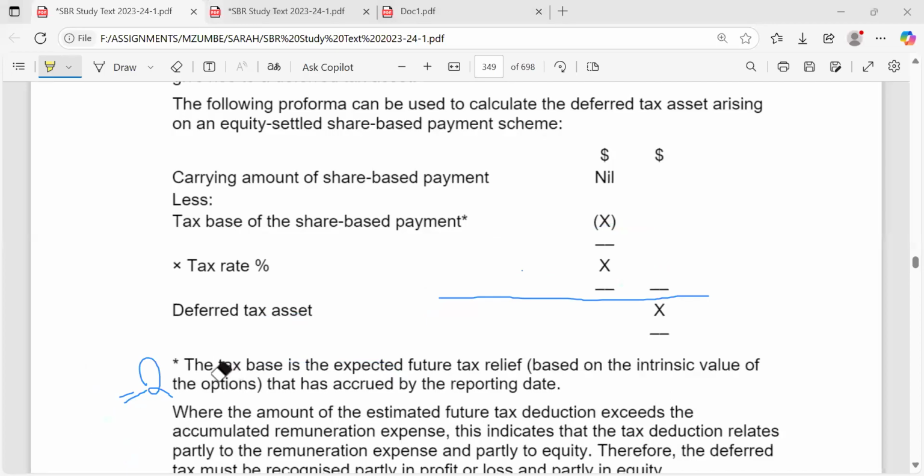Let's remove this one. You can take the carrying amount, as you can see here. Carrying amount of what? Of a share-based payment, which is normal. We usually do this. Carrying amount of a share-based payment, less the tax base of a share-based what? Payment. And you get the difference, right? If our difference is multiplied by the tax rate, we get the deferred tax asset, right? Same formula. Same what? Formula. So I hope you have also got that.